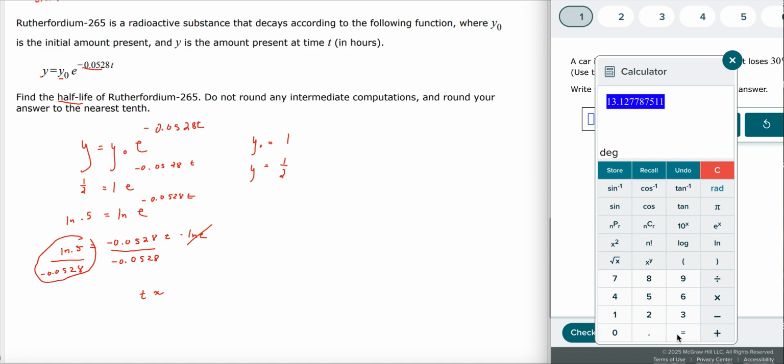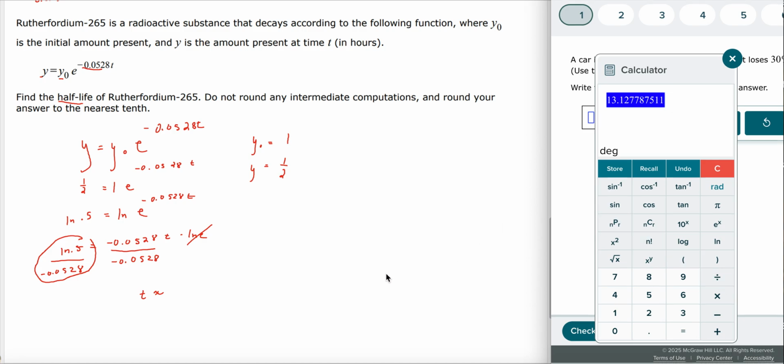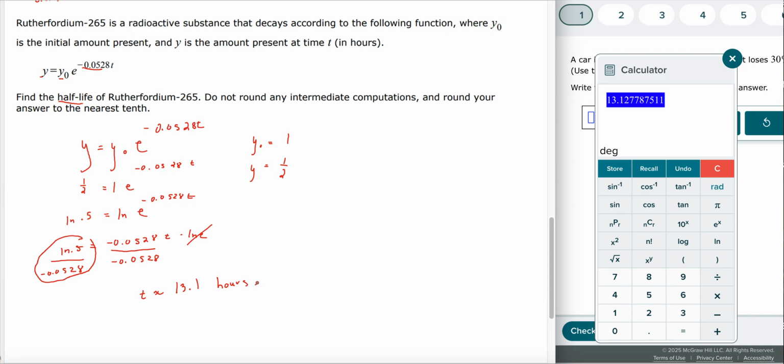And that gives me, what are we rounding to again? The nearest tenth. So 13.1. And that's time in hours. Okay, and so then let's see, does that make sense? So that means it takes 13.1 hours for half of the initial amount of the substance to decay. So the half-life is 13.1 hours.